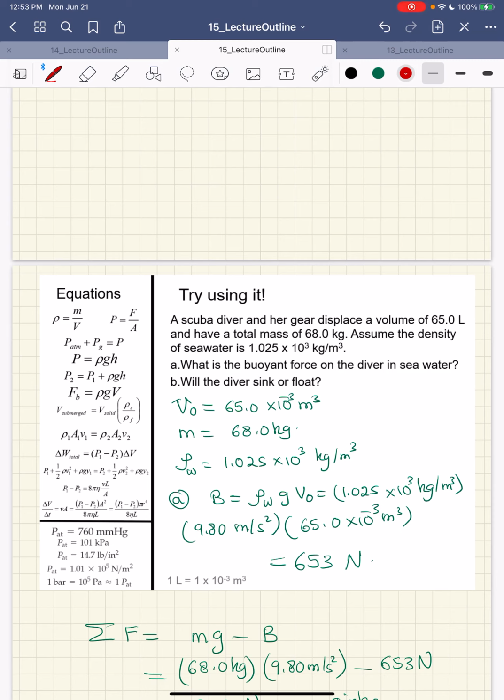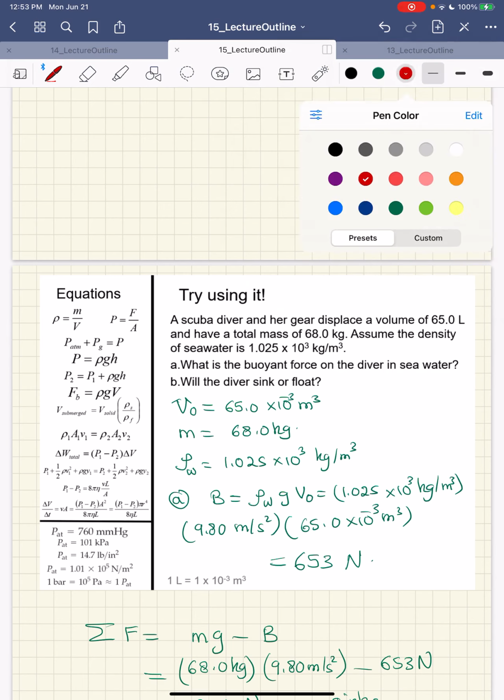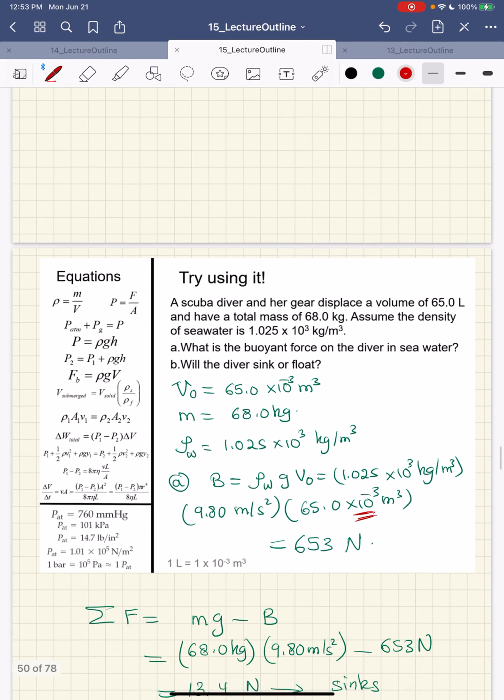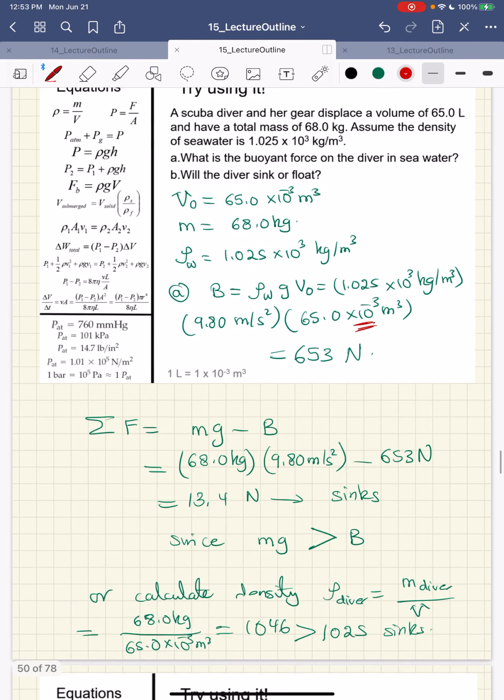Okay, here, in order to calculate buoyancy, we know it is rho of the fluid times g times the volume of the object. I did this here. I want you to pay attention that I have converted the liters into cubic meters by multiplying by 10^-3. Then I was able to get 653 newtons.